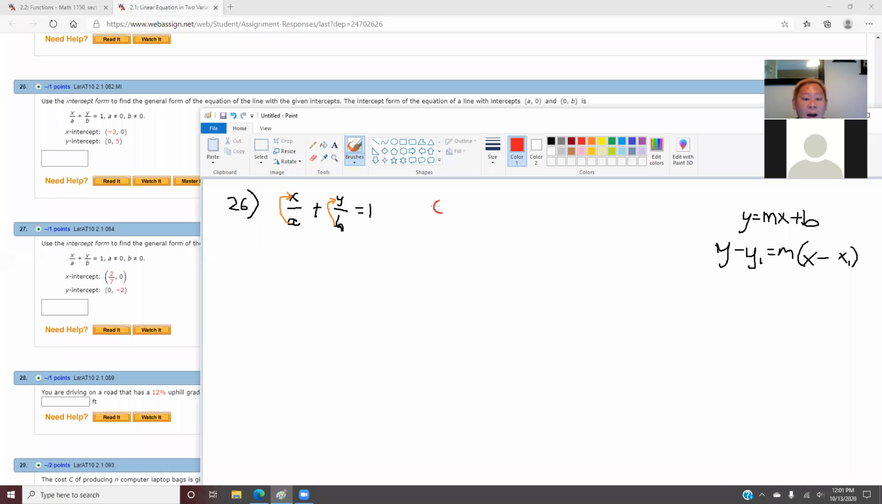If your x intercept is (-3, 0) and your y intercept is (0, 5), that means this is your a and this is your b. So your answer is straightforward: x over negative 3, because your a is negative 3, plus y over 5, your b is 5, equals 1.